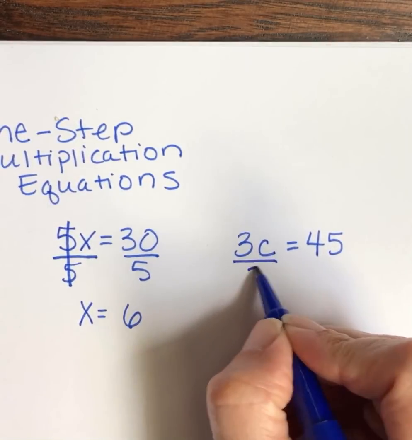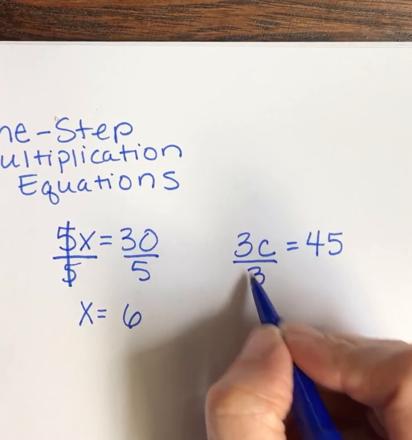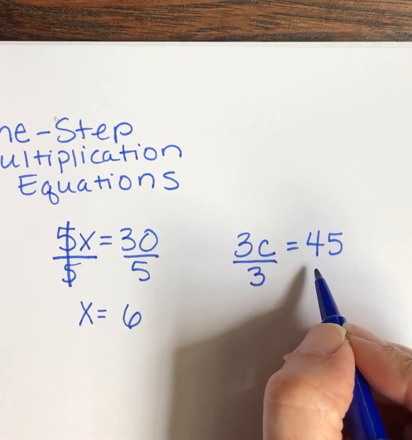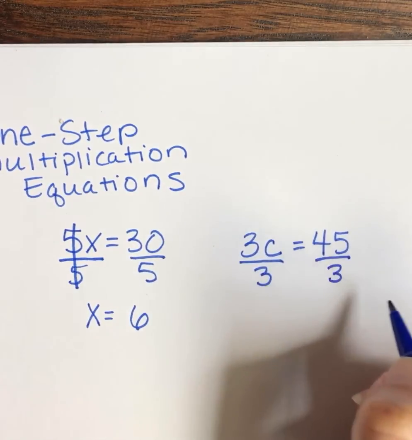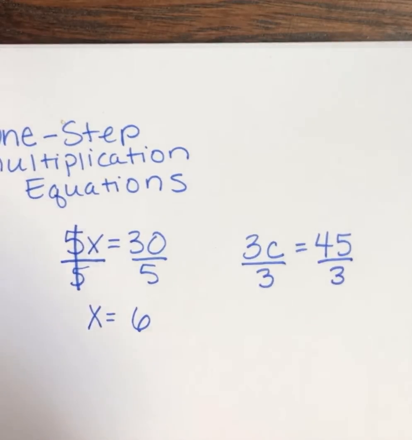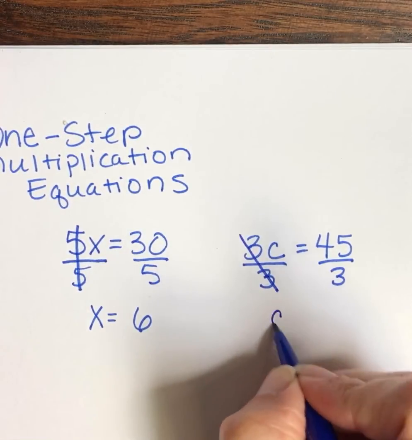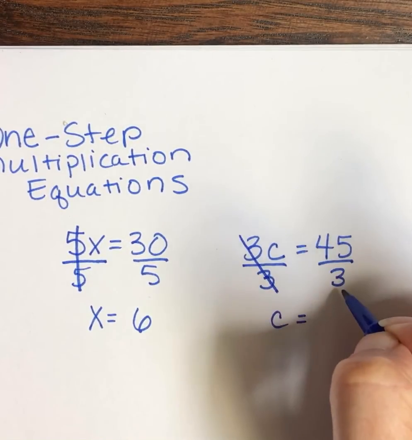So if I divide by 3, I'm going to get to figure out what they multiplied by 3 to get 45. So then I'll divide by 3 on this side, because whatever I do to one side, I have to do it to the other side as well. So I cross it out. So C is going to equal 45 divided by 3.